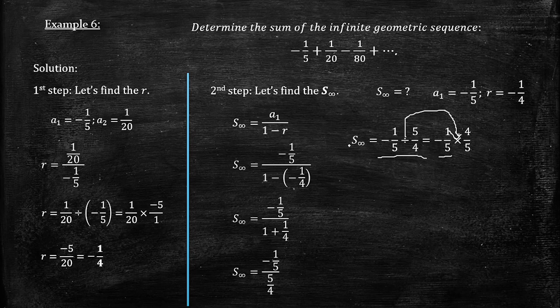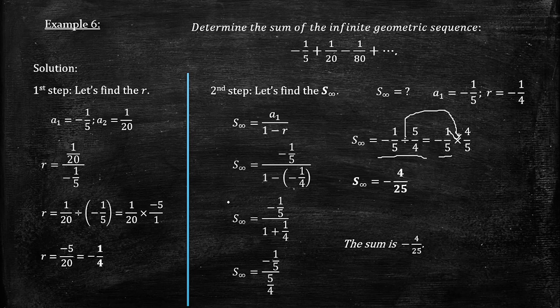Then apply the multiplication rule. So 1 times 4, the answer is 4. Negative 1 times 4, the answer is negative 4. 5 times 5, the answer is 25. So negative 4 over 25. Negative 4 over 25 is already in the simplest form.